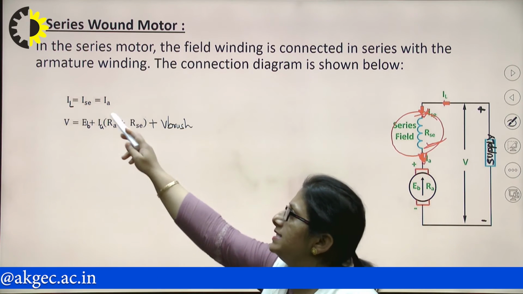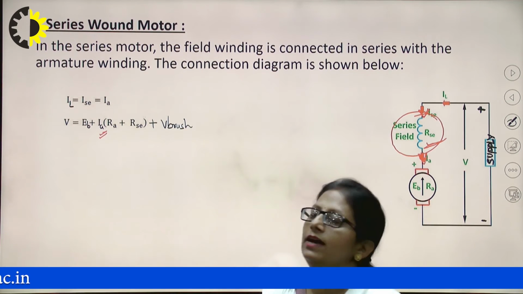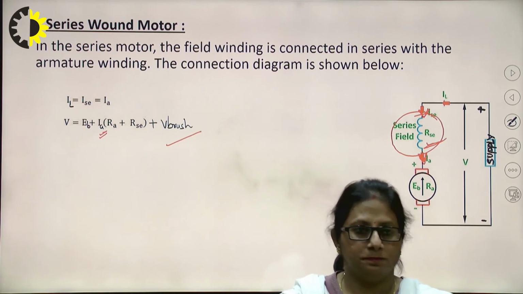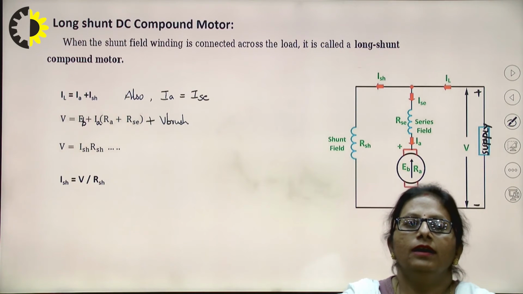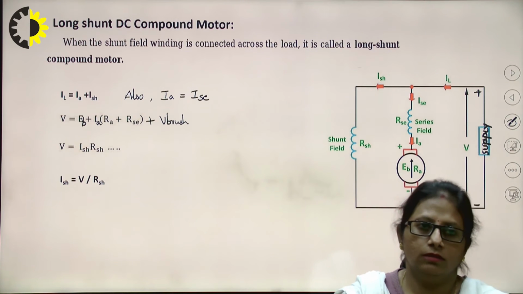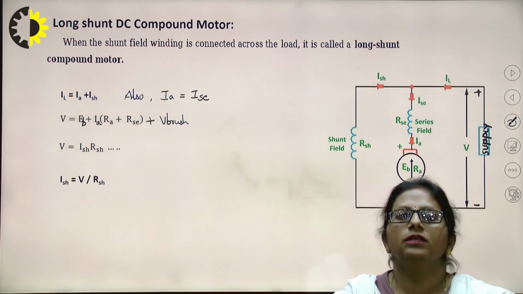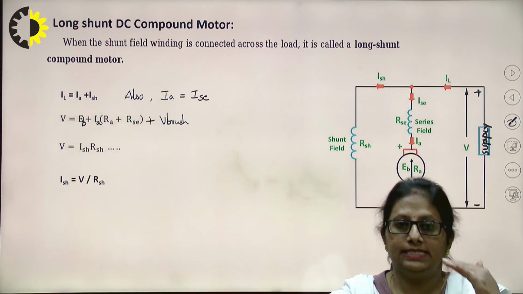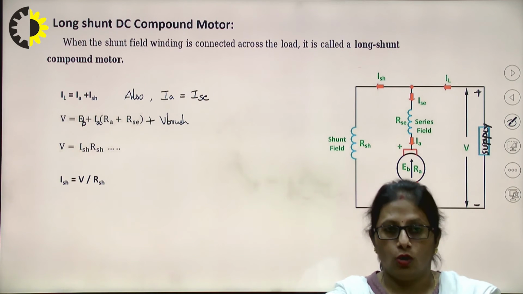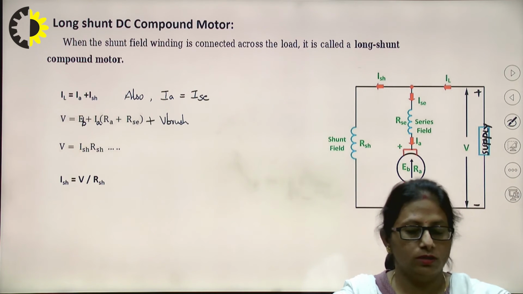But obviously ISC is equal to IA. So that's why I have taken IA as common. So that is RA plus RSC plus V brush, right? Now coming to compound, we know for a compound motor, likewise in a generator, the field winding would be connected in series as well as in shunt. Depending upon the constructional difference, I may have a long shunt DC compound generator or motor, or a short shunt.